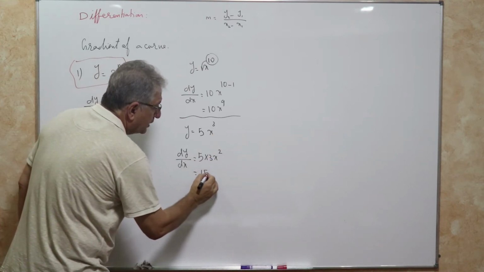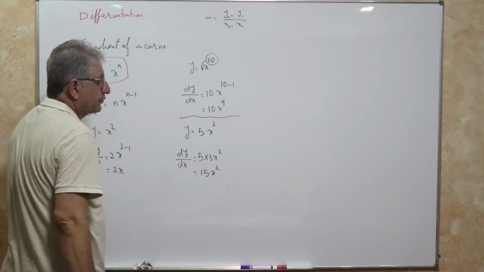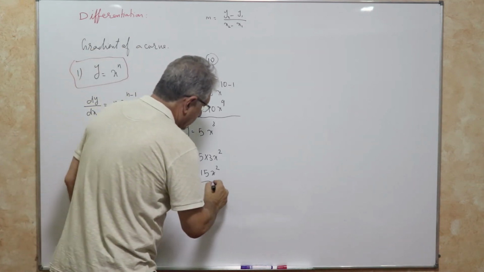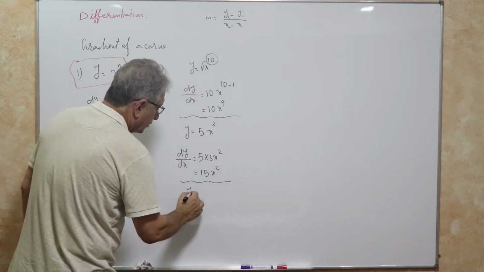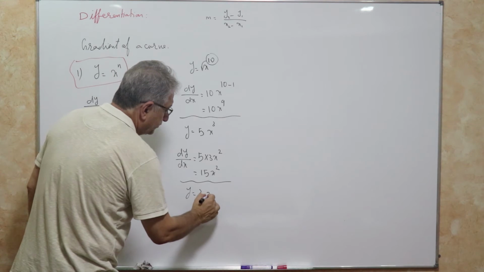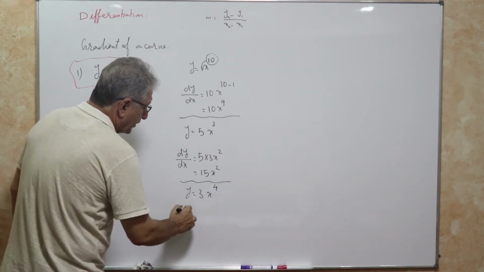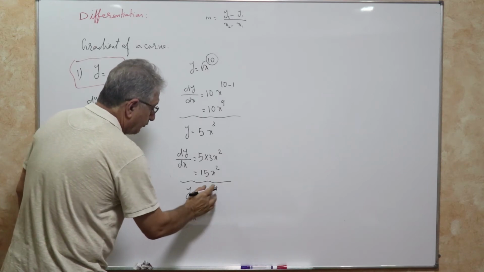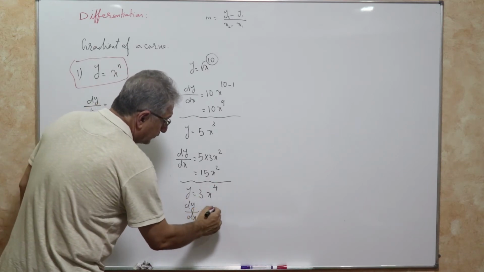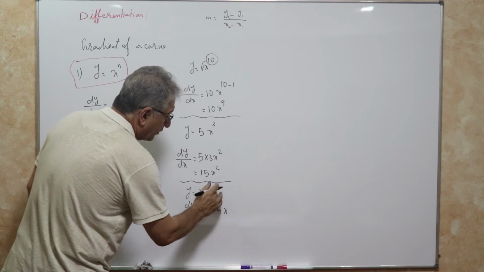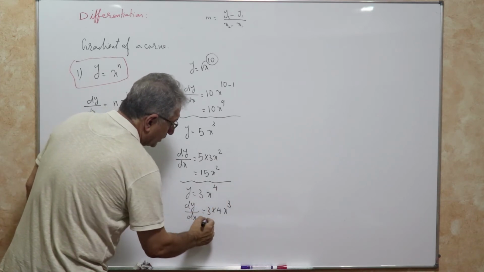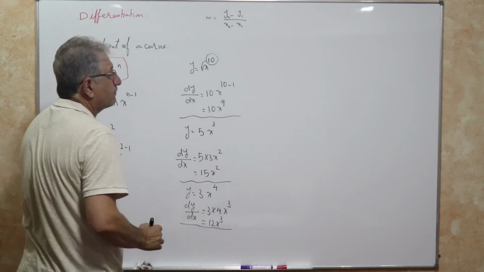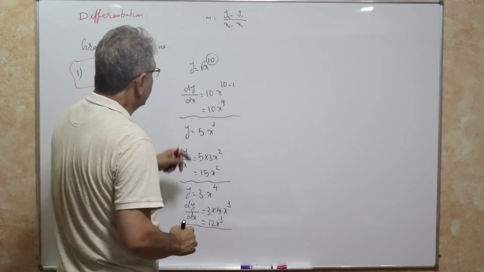Therefore, this is 15x squared. This is the derivative of this function. Now, I give another example. Suppose you have y equal to 3x to the power of 4. Therefore, dy by dx is 4 times 3, therefore 4 x to the power of 4 minus 1, which is 3. Therefore, the answer is 12x to the power of 3. So this is the derivative of the function.